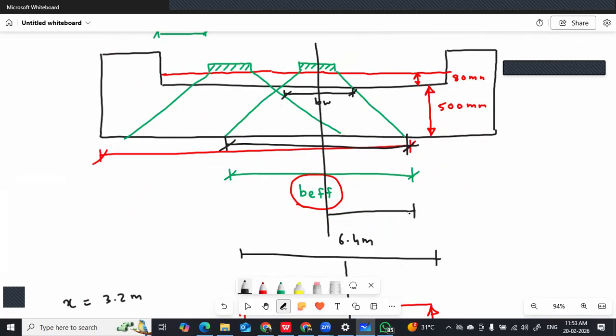Okay. Now we have gotten B effective. And what will this be? B effective by 2. Am I right? Can anyone tell me, am I right? Hasib, are you there? Yes, sir. B effective by 2. So what is B effective? 5.56. So 5.56 divided by 2.